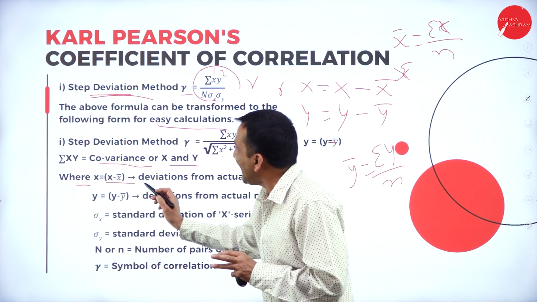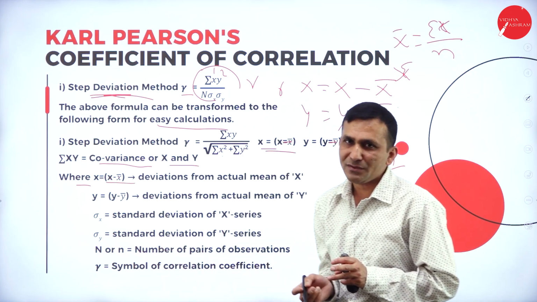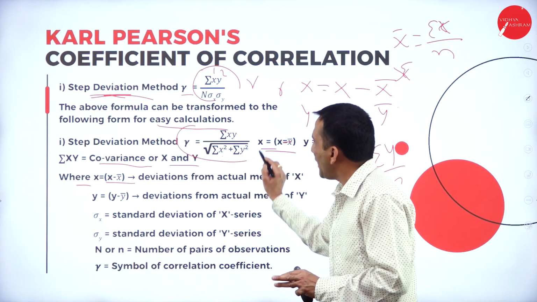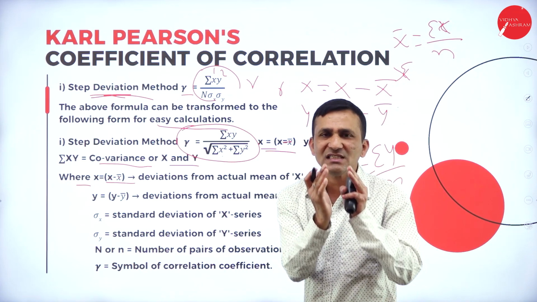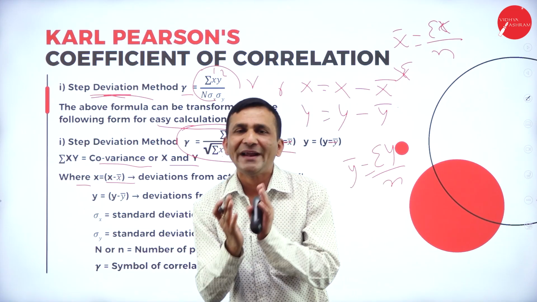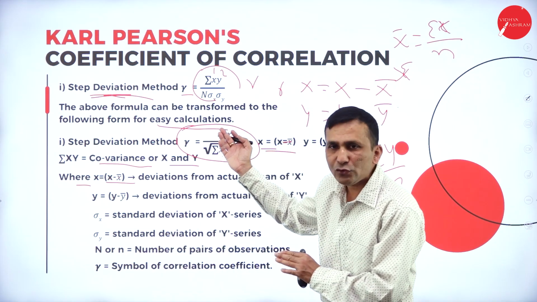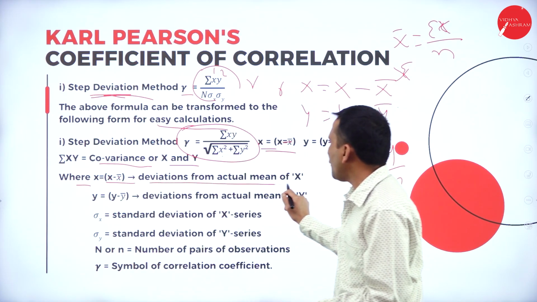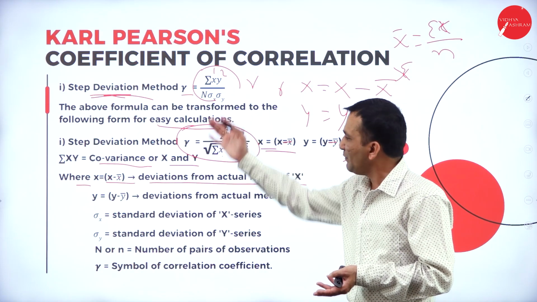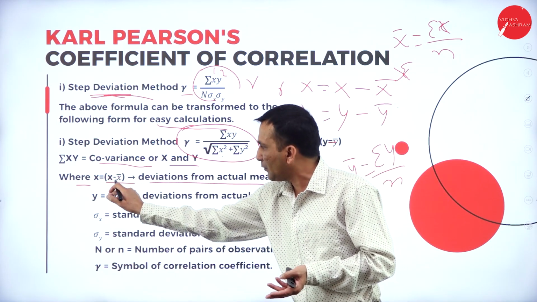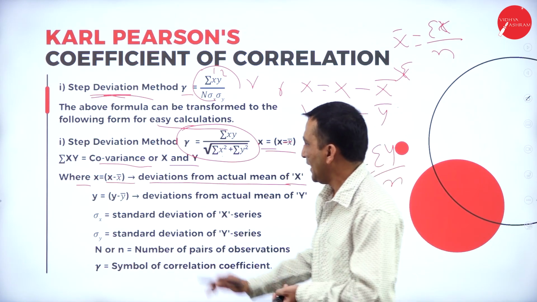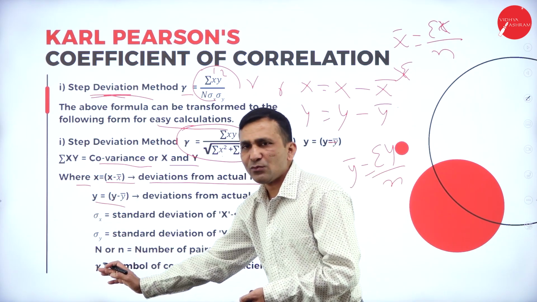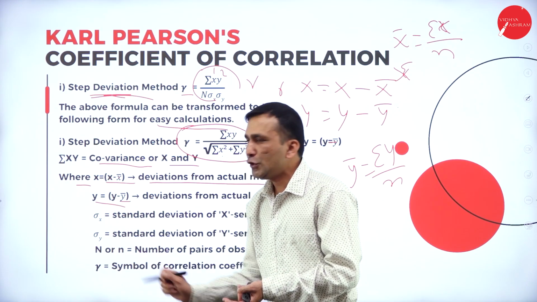So when you are writing like this, which is nothing but your step deviation method, the condition is very clear. When you want to apply this formula, if sigma x and sigma y are getting 0, then we try to apply this formula. Again, the deviation from the actual mean of x, from the x series we are finding, you know the formula, x bar is sigma x divided by n. And the same thing from the y series. Whatever y series is given, now you need to find out y bar.